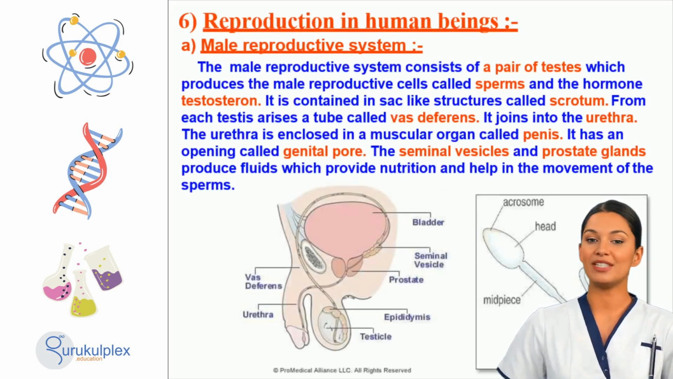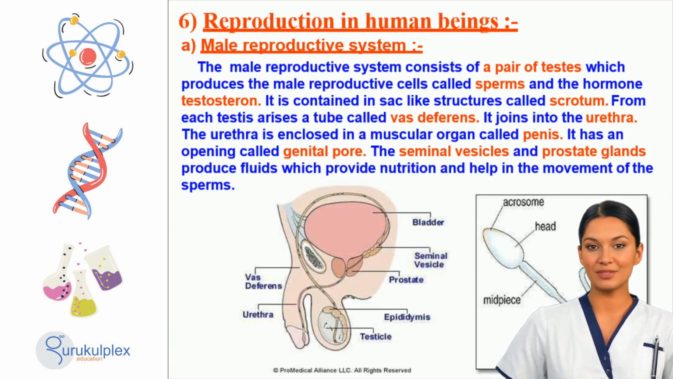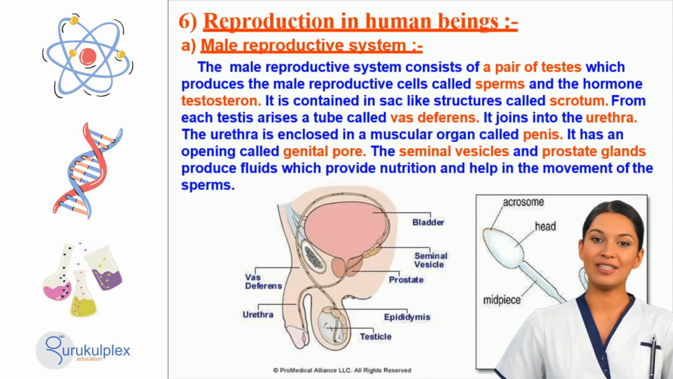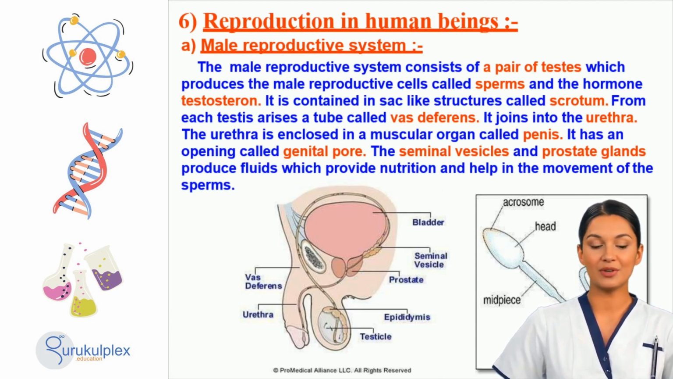The male reproductive system is essential for human reproduction. It consists of a pair of testes, which produce male reproductive cells, also known as sperms, and the hormone testosterone. These processes occur within the scrotum. The seminal vesicles and prostate glands then produce fluids to nourish and aid in the movement of the sperms. The vas deferens merges with the urethra inside a muscular organ called the penis, which contains an opening known as the genital pore. All of these components are necessary for successful human reproduction.